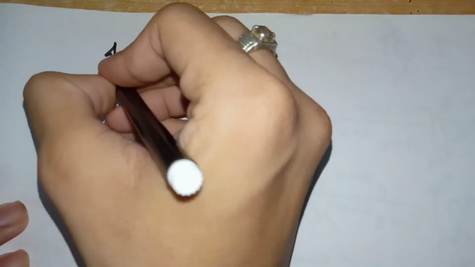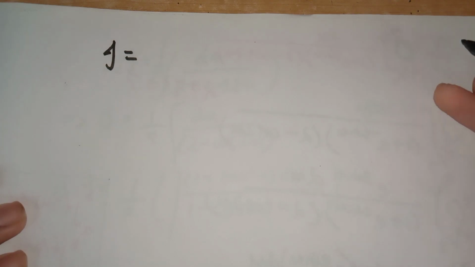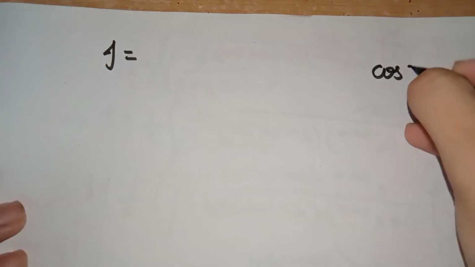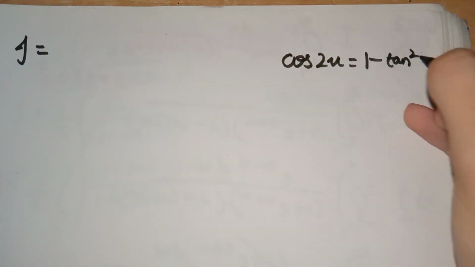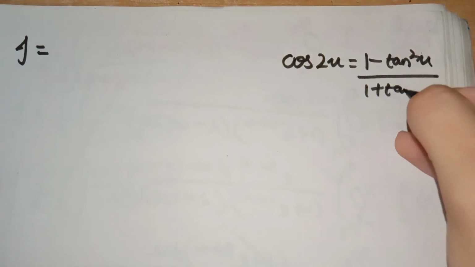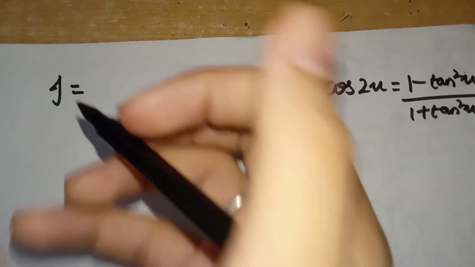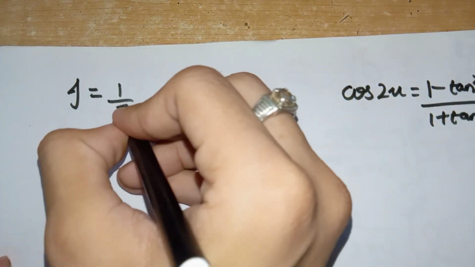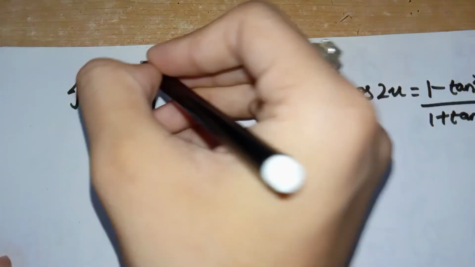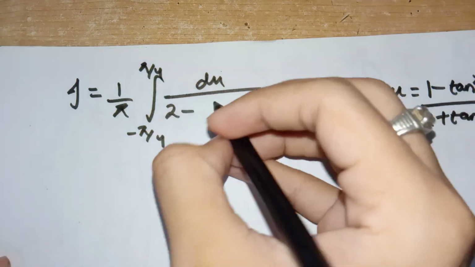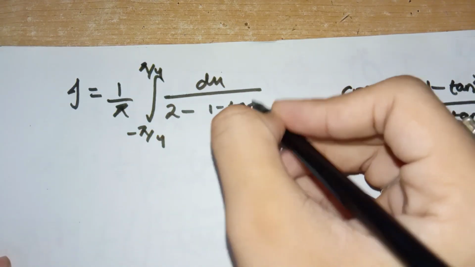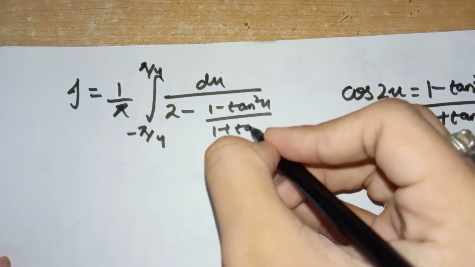Now, if you have seen my previous videos, I have repeatedly said that when we see cos x or sin x, we replace them by the tangent formula. For example, here we have cos 2x, so we could write 1 minus tan square x by 1 plus tan square x. This is the best thing we can do. So, coming back to our question, 1 by pi, integral from minus pi by 4 to pi by 4, dx by 2 minus, we use the formula 1 minus tan square x by 1 plus tan square x.